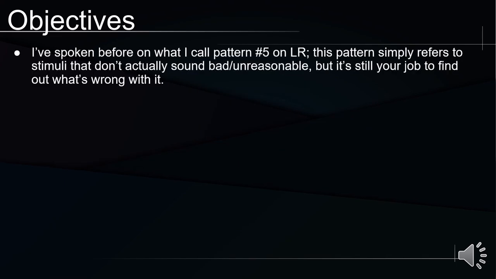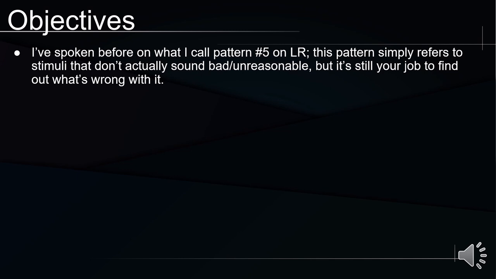Like I've been saying on the previous slide, I have spoken before on what I call pattern number 5 on LR. This pattern simply refers to stimuli that don't actually sound bad and unreasonable, but somehow it's still your job to find out what's wrong with it because it's a flaw, question stem, or strength and weaken assumption, whatever, something that indicates that you're dealing with an argument that does have a gap or an assumption in it, but you just intuitively can't find anything wrong with it. That's when pattern number 5 comes into play.